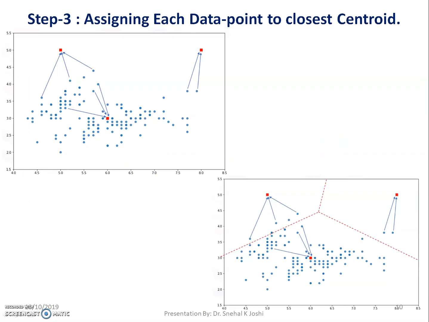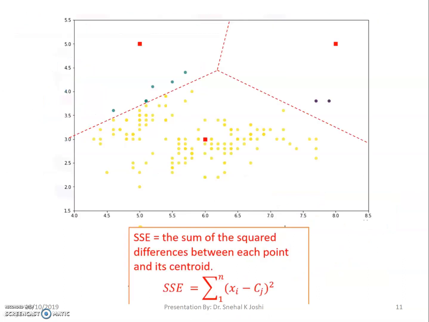The third step is to assign each data point to the nearest centroid. Based on the closest distance from the data point to the centroid, the data point falls in, or is grouped in, that particular cluster represented by the centroid. This is how the initial clustering is formed. Each data point falls in a particular cluster represented by its centroid based on the shortest distance to the centroid.